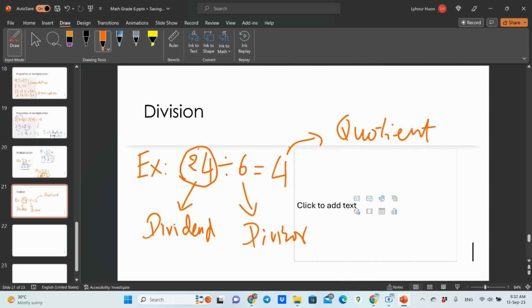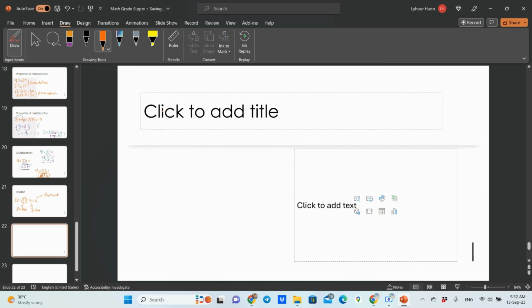Quotients. So you know the majority of them. Now, notations. Multiplication and division have several notations. Okay, example.